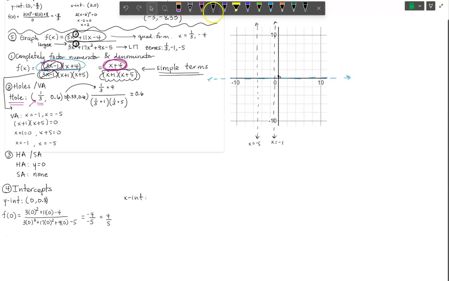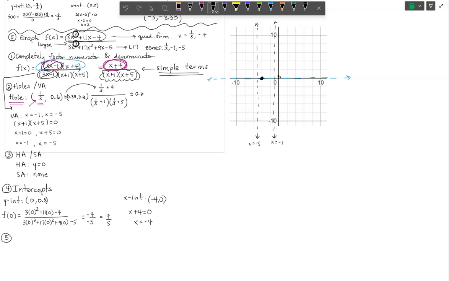So I'm going to be setting x plus 4 equal to 0. I get that x is equal to -4, so we have an x-intercept at the point -4, 0, which does happen to fall on our horizontal asymptote, and that's perfectly okay. That does happen sometimes, but we need to make sure that our graph definitely does not touch our vertical asymptotes.